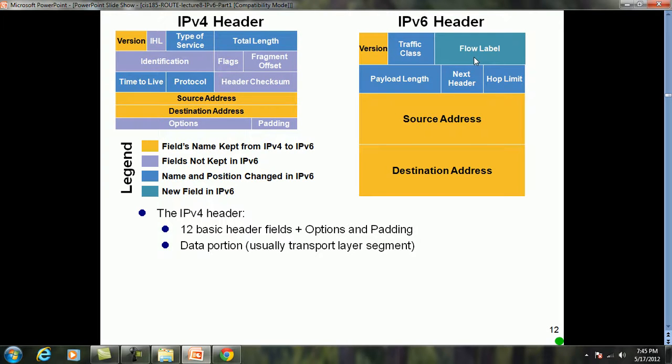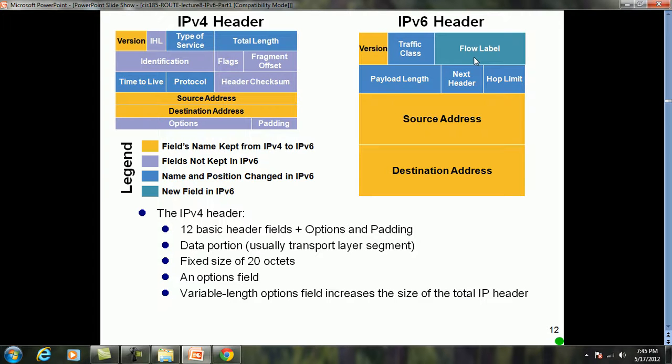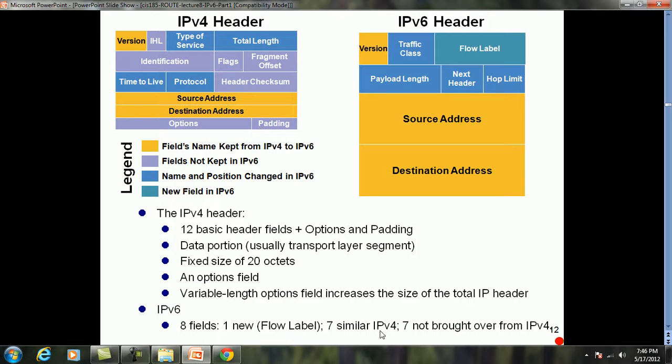Correct. Data portion usually transferred to a segment. Fixed size of 20 octets, and option field is there. No. The variable length option field increases the size of the total IP header. This was in IPv4. Correct. In IPv6, 8 fields: 1 new, that is the flow label, and 7 similar to IPv4 but brought over from IPv4 as new ones. Because the source address will be of 128 bits, correct? Yes, the name of the field is the same, but the value will be different, correct?